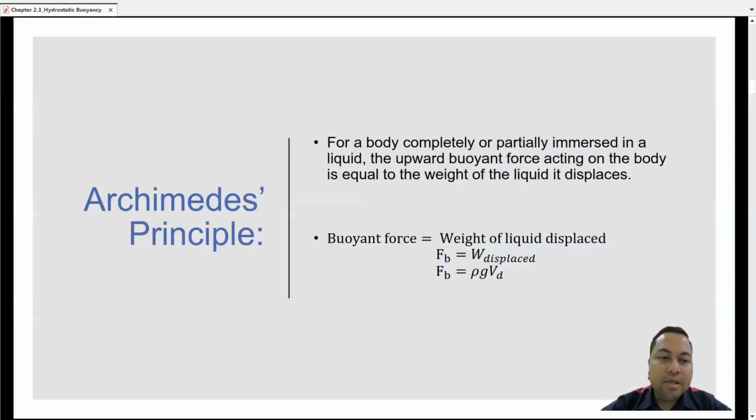I hope that you still remember what we have learned previously in physics. Archimedes' principle states that for a body completely or partially immersed in liquid, the upward buoyant force acting on the body is equal to the weight of the liquid it displaces, which can be simplified by this equation. Buoyant force is equal to the weight of liquid displaced. So Fb is equal to rho g Vd, where rho is the density of liquid, g is the gravitational acceleration, and Vd is the volume of fluid displaced.